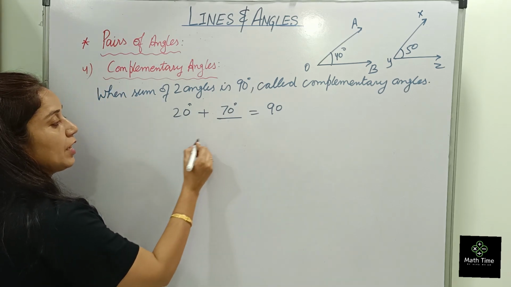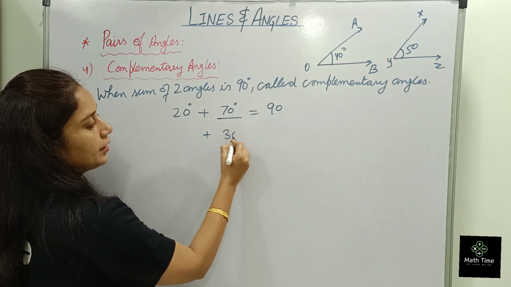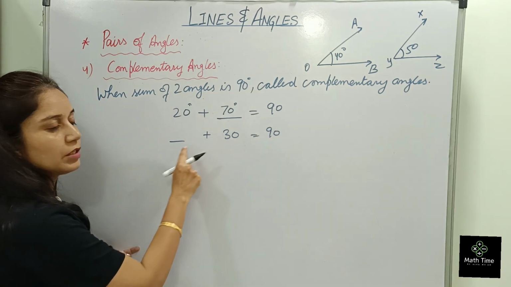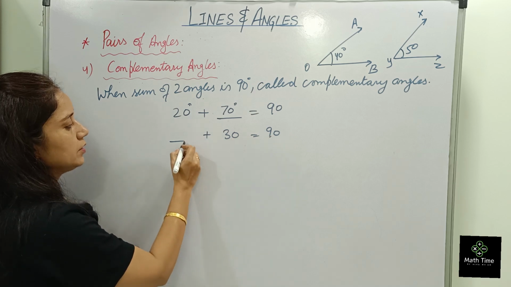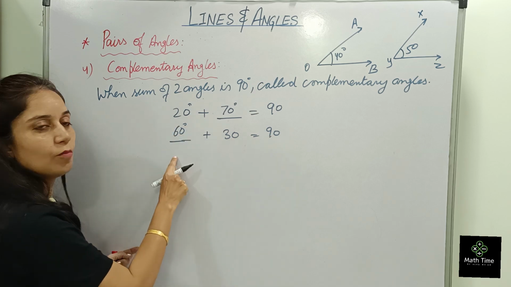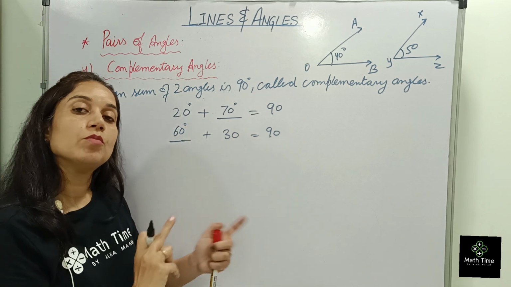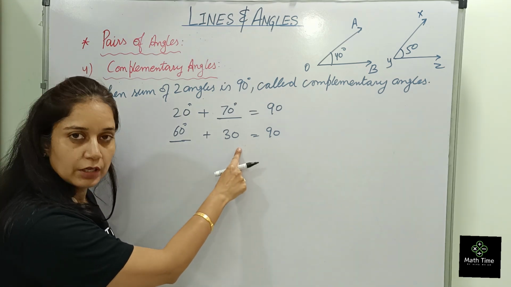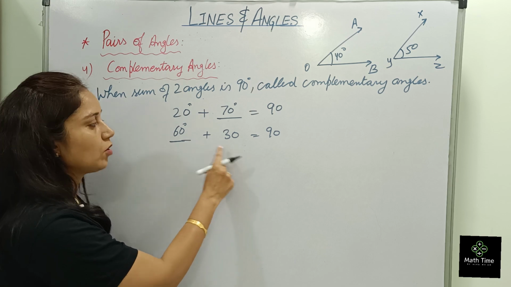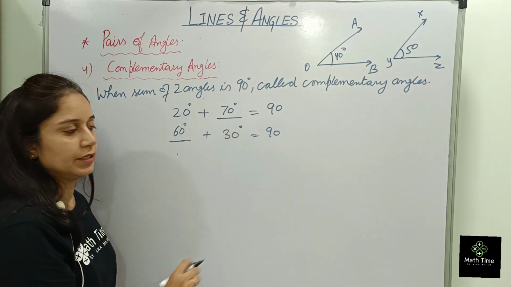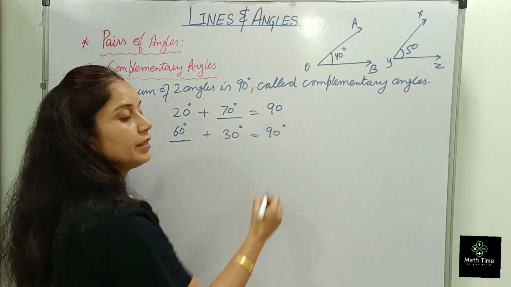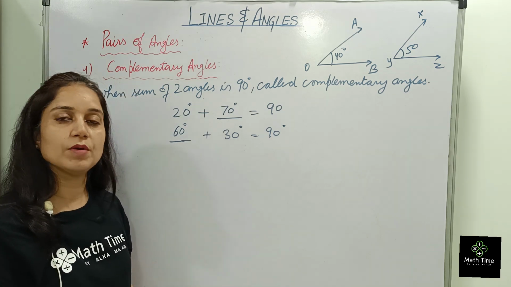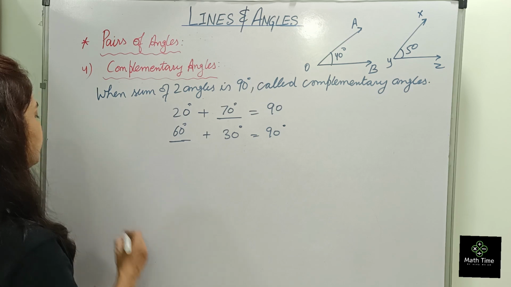Now suppose you have one angle 30 degree and you have to find the complement of 30. So what will give you the sum 90? 90 minus 30, 60 degree will be the complement of 30 degree. Both are complement to each other. 60 degree is the complement angle of 30 degree. 30 degree is the complement angle of 60 degree. And the sum of them is 90 degree. That is why we can say both are complementary angles, a complementary pair of angles.